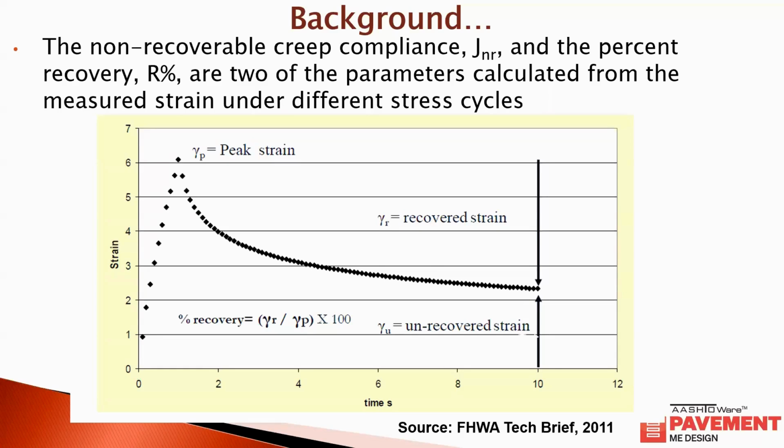So we can calculate percent recovery as a ratio of recovered strain and peak strain, as you can see in the graph. And I'm putting special emphasis on the percent recovery here because this is the one parameter required for the MSCR binder grade input level 2. Next slide, please.